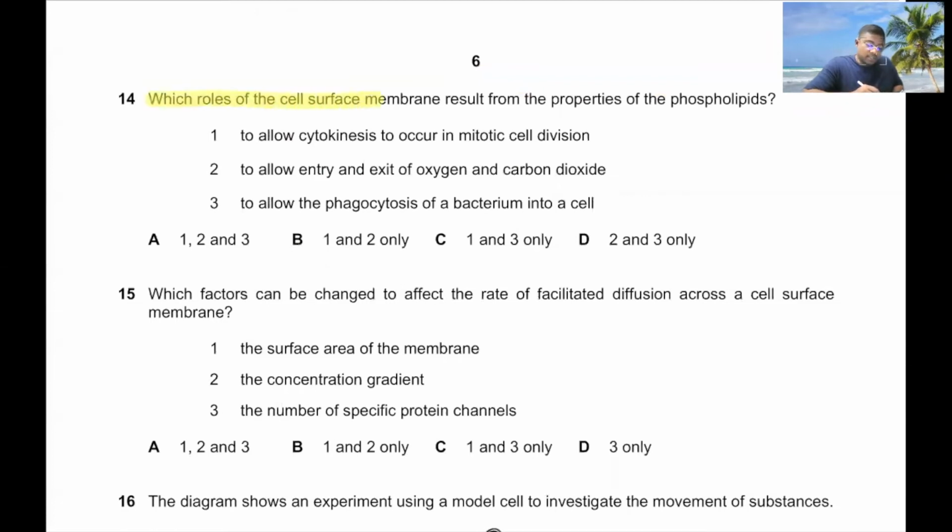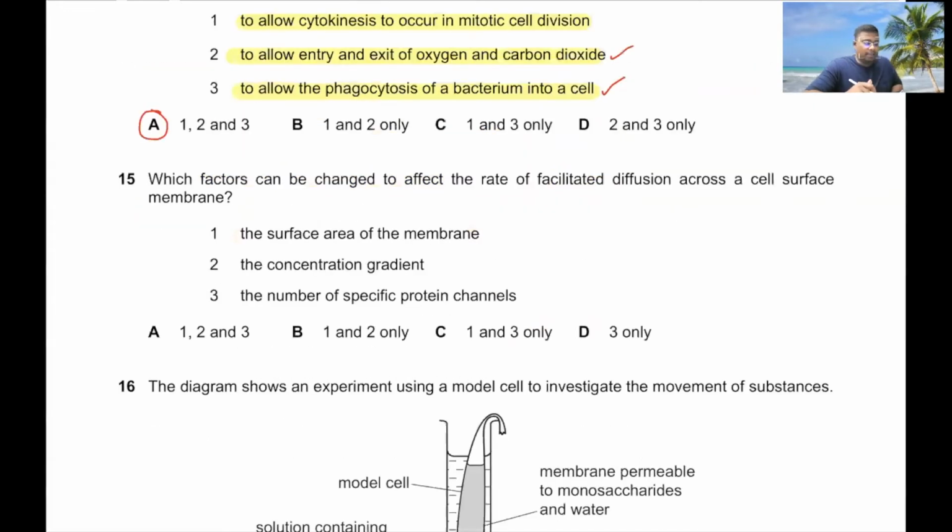Which roles of the cell surface membrane result from the properties of phospholipids? To allow cytokinesis to occur in mitotic cell division, to allow entry and exit of oxygen and carbon dioxide, to allow the phagocytosis of a bacterium into a cell. So we know bacteria can be phagocytosed by using the cell membrane. That is correct. Oxygen and carbon dioxide can diffuse in and out because they are nonpolar. And the cell membrane also allows mitotic cell division when cytokinesis occurs. So all of options 1, 2, 3 are correct.